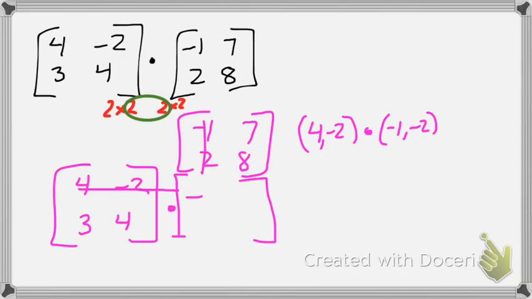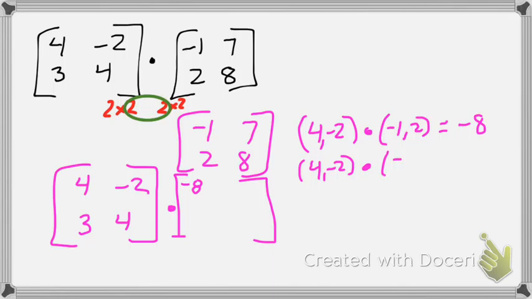Yes, ma'am. Sorry, positive 2. Fix that. Okay. So that dot product is negative 4 plus negative 4, which is negative 8. Second one would be 4, negative 2, dot 7, 8, which is 28 plus negative 16, which is 12.